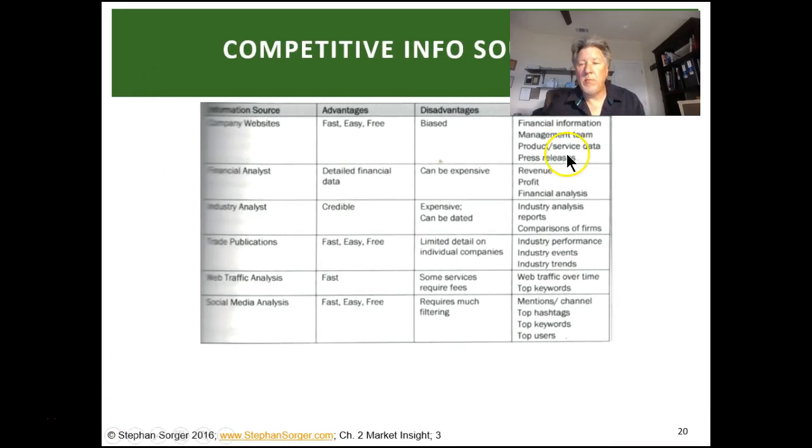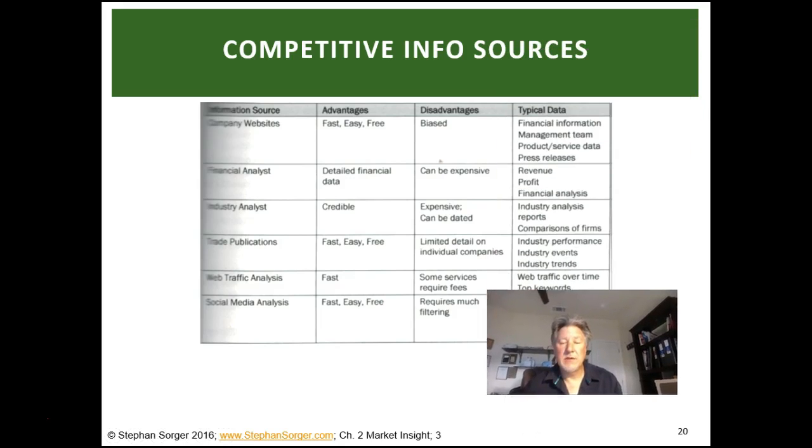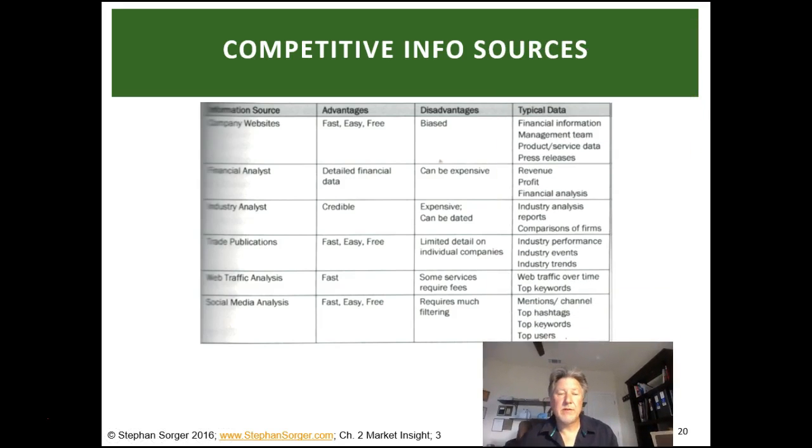First of all, when we think about competition, as you remember from previous lectures in terms of resources you can find that are secondary, there are various secondary sources that you can find both in the library but also on the internet. For instance, you can go to company websites, which is fast, easy, and free. But the problem is that the information you get is filtered and is biased. But you can get information such as the financial information, management team, product service data, and press releases.